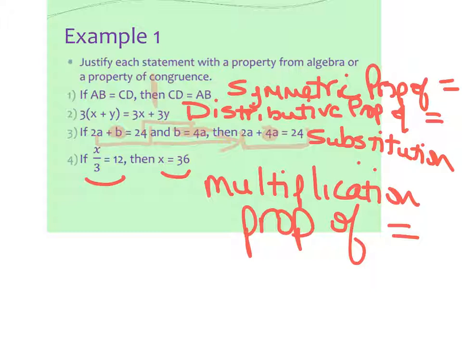So you're going to figure out what did you do to this first statement to make it turn into this. And we actually multiplied both sides by 3, which made the bottom cancel. And then 12 times 3 gave me 36. Everybody got any of these properties? You will have to do this on the quiz on Monday.